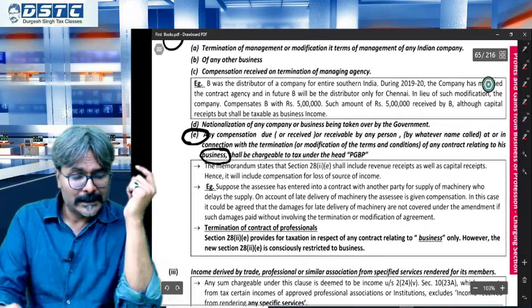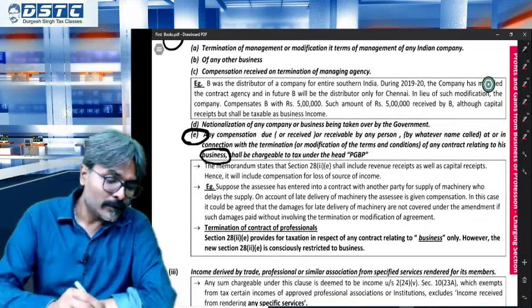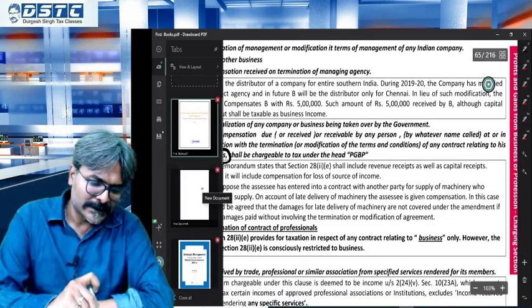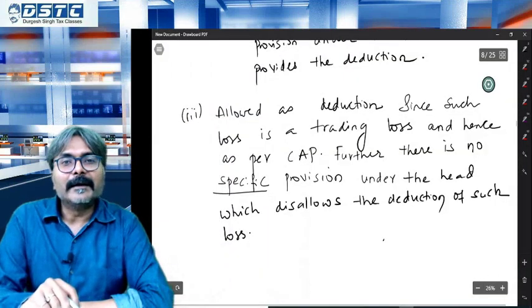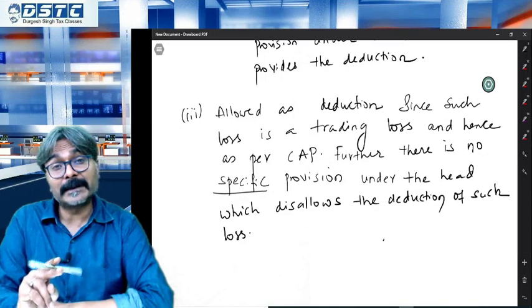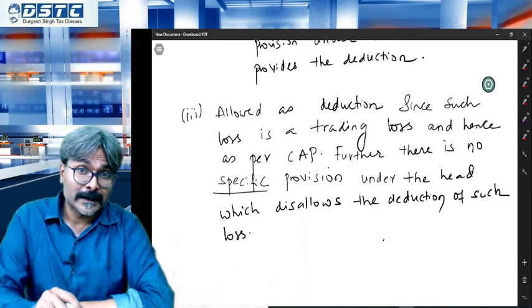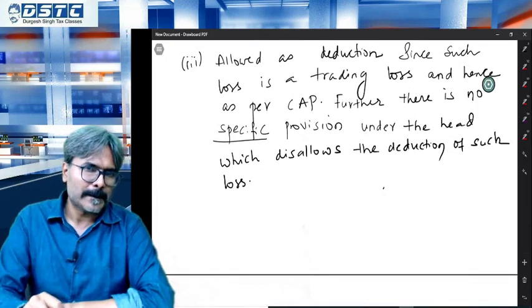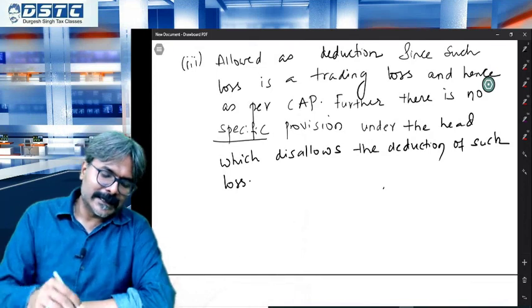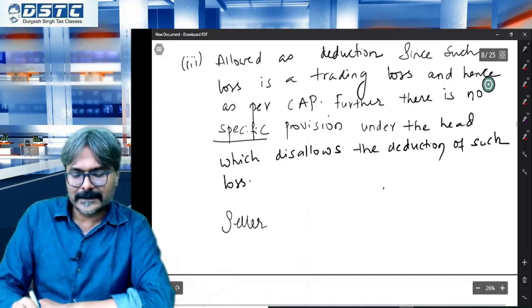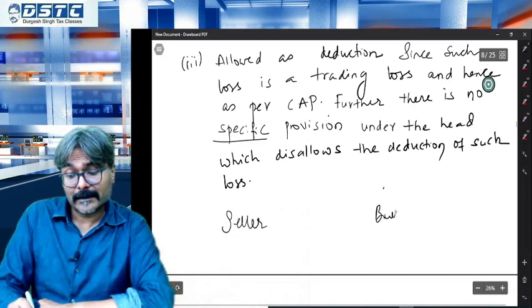So students, be careful. The thought which the government had to make this amount taxable was this. Students, income tax is a zero-sum game. Heard of this phrase? Income tax is a zero-sum game. Zero-sum, S-U-M, game. Like in this case, if there is a seller, then there is a buyer, isn't it?